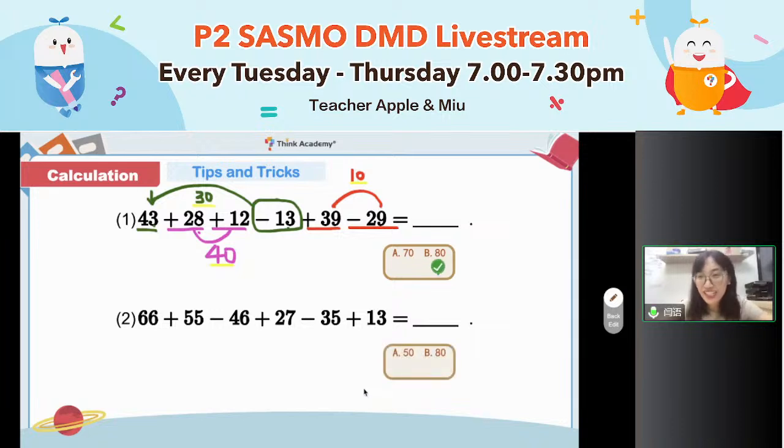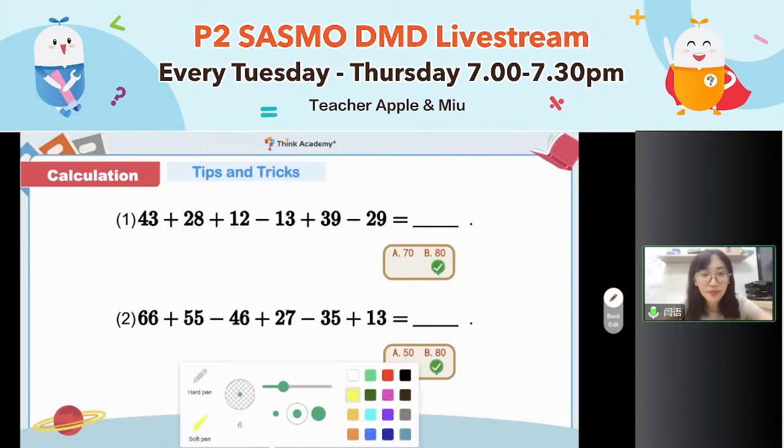Okay, now let's have a look. What is the answer? The answer should be 80 again. Okay, so how should we do that? Firstly, let me clean my screen. Again, we just analyze one by one.